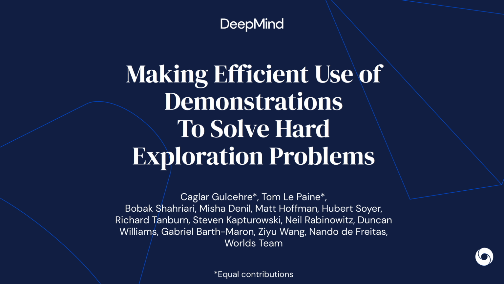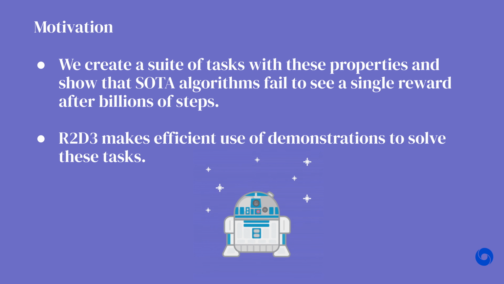I'll jump in. Many tasks are hard exploration, partially observable, and have diverse initial conditions, and there's not really a diagnostic suite of tasks that capture these properties in the literature. We created a suite of tasks with these properties and showed that state-of-the-art algorithms failed to see a single reward on these tasks after billions of steps.